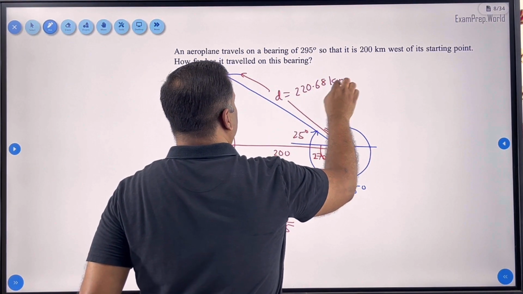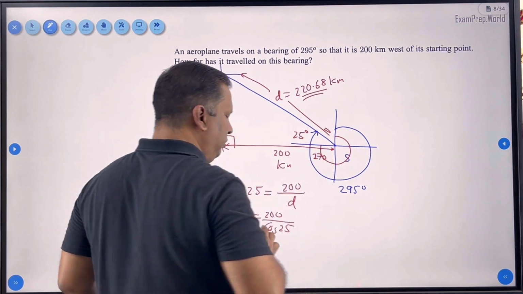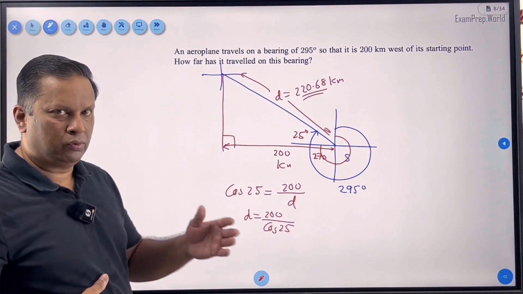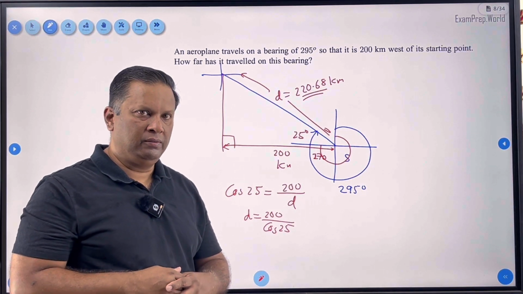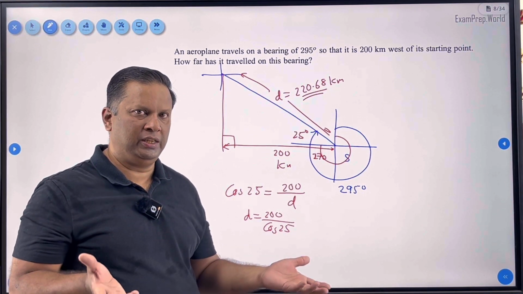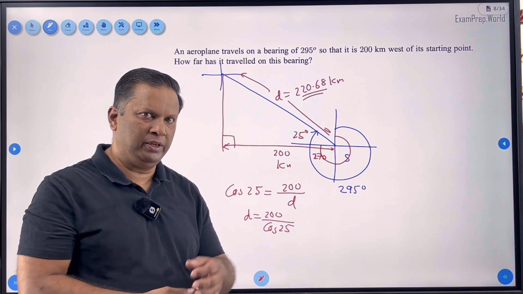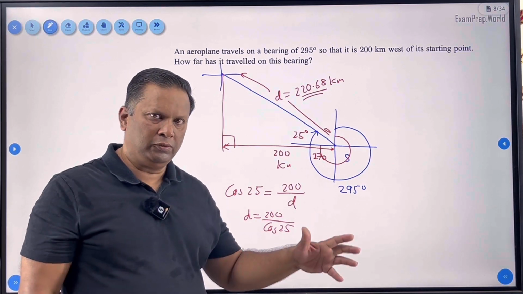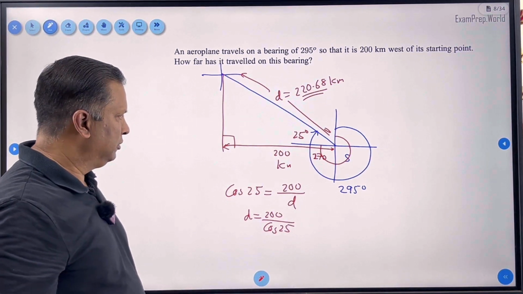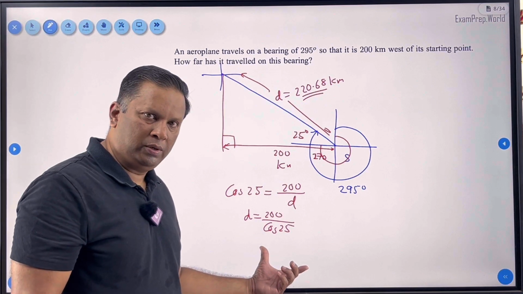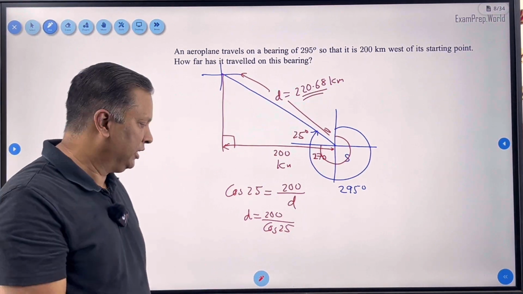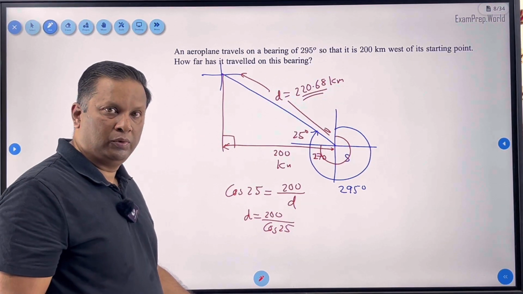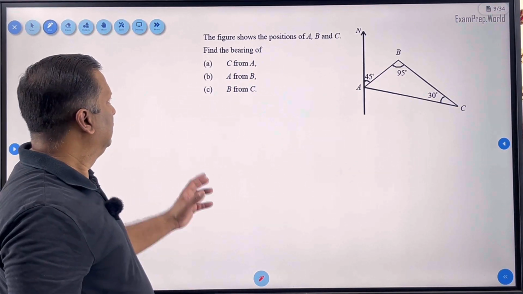220.68 kilometers. I set my calculator to 2 decimal places, and that's what we should be following. In IB, you should answer to 3 significant figures. If the decimal is coming in 2 decimal places, that's best. Round it off to 2 decimal places and finalize your answer. So understood about this question? Easy? Let's pause, do it yourself. Once again, I'm telling you. Let's move on to the next one.